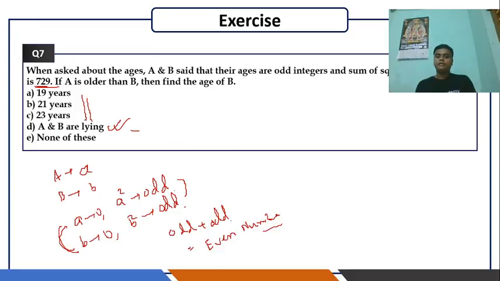Clear? As A and B are having odd ages, then in that case, square of A's age, square of B's age has to be odd. And if I'm adding up two odd numbers, I'll be getting an even number. Here I'm having an odd number in the place. So it means that A and B are lying.